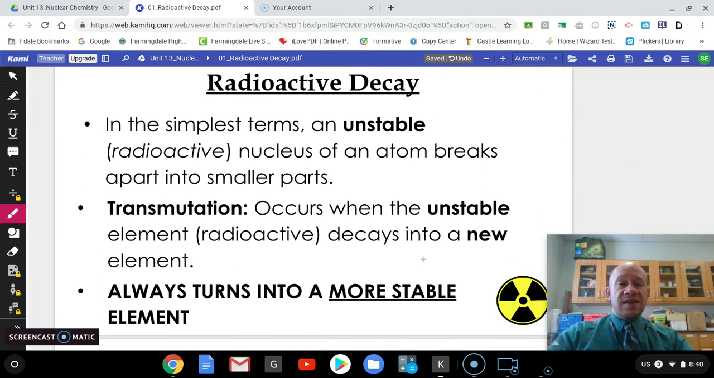Radioactive decay is, in simplest terms, when an unstable or radioactive nucleus of an atom breaks apart into smaller parts. We call this transmutation. This occurs when the unstable element decays into a new element. It always turns into a more stable element.